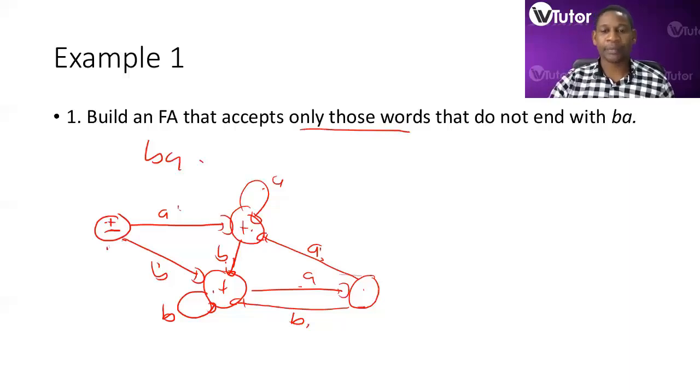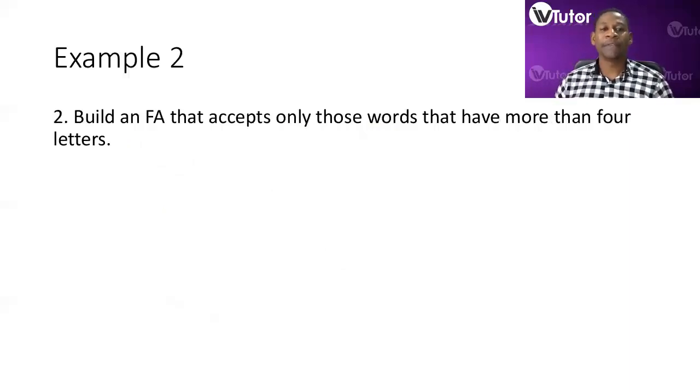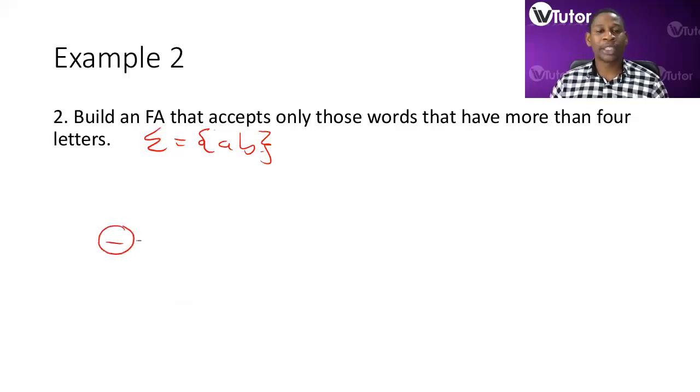Let's go to the next one. Build a finite automata that accepts only those words that have more than 4 letters. So we want a finite automata that accepts words that have more than 4 letters over the alphabet A, B. Right, what do we do? So it needs to accept, it doesn't matter which letters there are as long as it's more than 4 letters.